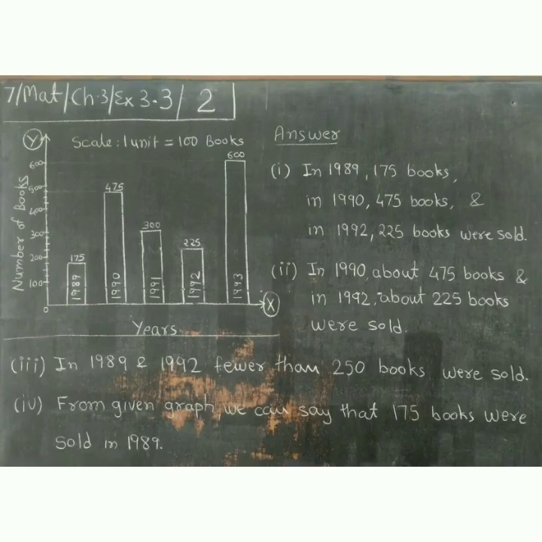Sum number 2. Read the bar graph which shows the number of books sold by a bookstore during 5 consecutive years and answer the following questions. Before answering, please see the bar graph. On the x-axis, the years are given, that is 1989, 1990, 1991, 1992 and 1993. On the y-axis, the number of books is given, where 0 to 100, 100 to 200, 300, 400, 500, 600 marking is given. From the y-axis, it is clear that 1 unit is equal to 100 books.